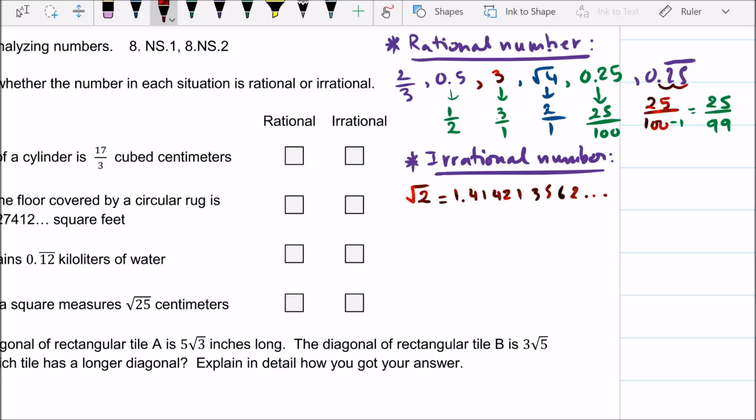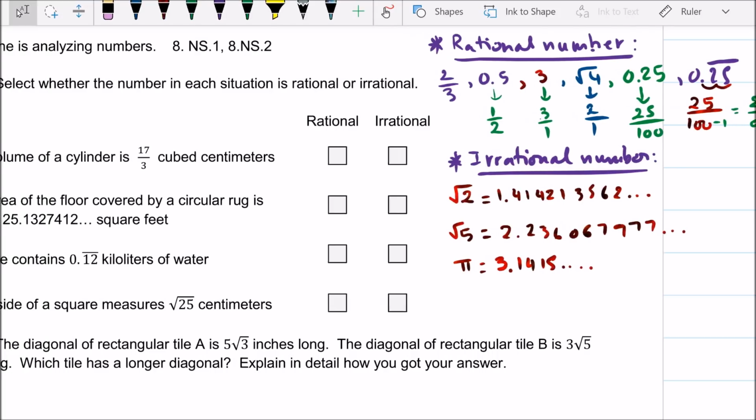And the square root of 5, for example, will be 2.236067977, and this keeps going forever. Besides that, we have pi, which is 3.1415, and a bunch of numbers come after that, and it never stops, and they don't have any repeating number in any pattern. So that's why pi is also an irrational number.